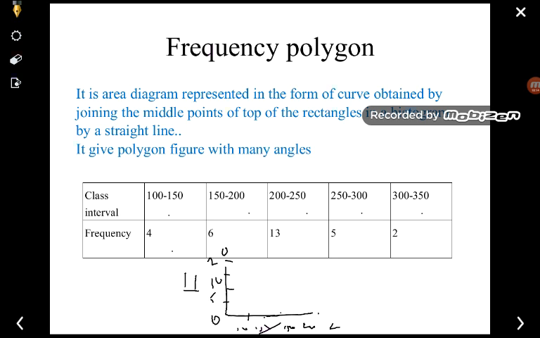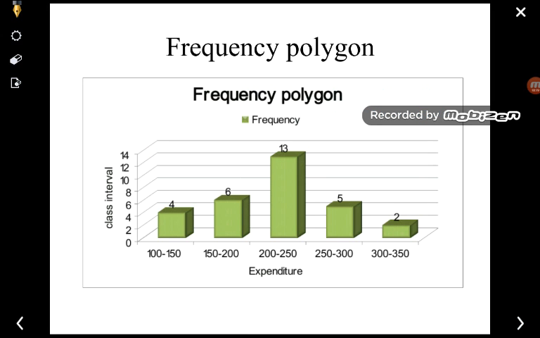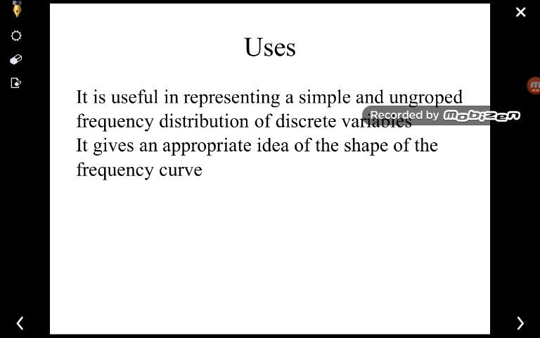In this way we are going to plot the frequency polygon. Why is it called a frequency polygon? Because we will get many angles. So this is how the table looks, and here we are going to draw the curve by joining the midpoints of the histogram. We will get many angles, this is one angle, this is another angle, and another. That's why it is called the frequency polygon. So in this way you can plot the frequency polygon.